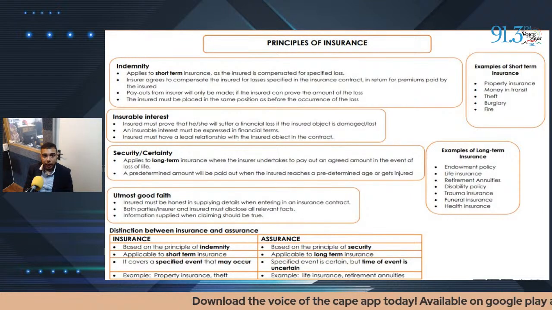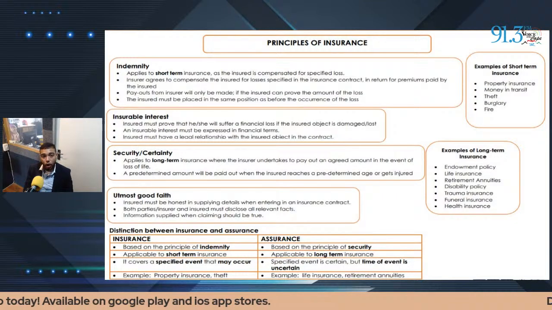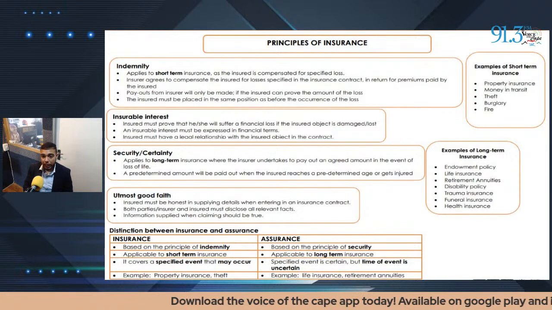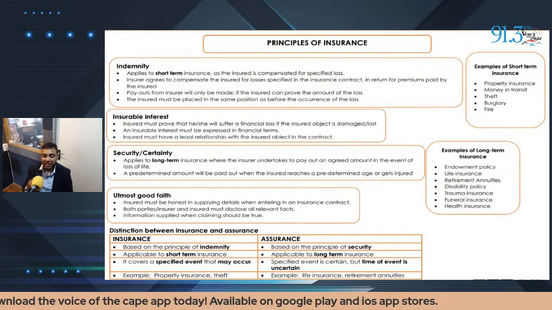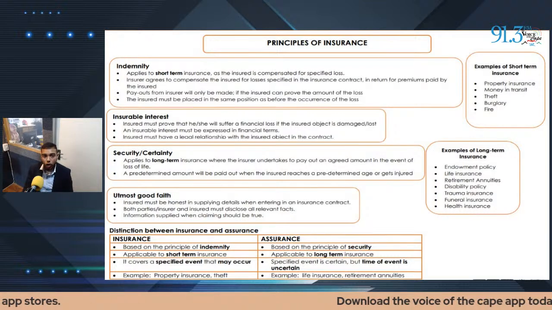Insurable interest. The insured must prove that he or she will suffer a financial loss if the insured object is damaged or lost. An insurable interest must be expressed in financial terms, such as if your phone depreciates, it should be insured for the same amount that you're going to pay for it now. So, the insured must have a legal relationship with the insured object in the contract.